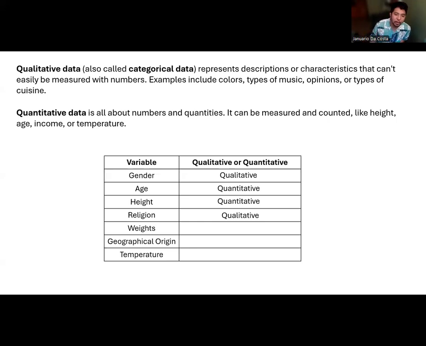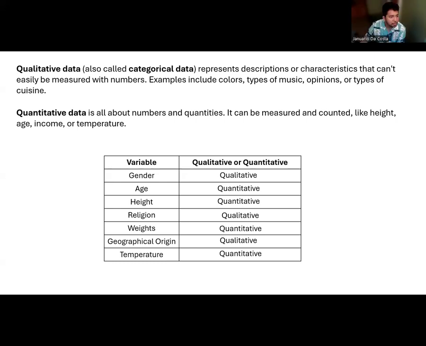Or what about the weight of people? Is it qualitative or quantitative? Quantitative. Yeah. What about geographical origin? For example, where are you from, Bobonaro, Los Palos, Aileu, Viqueque? Is that qualitative or quantitative? Qualitative. Then temperature is obviously quantitative. All right, so that's the difference between qualitative data and quantitative data. All right. Questions?